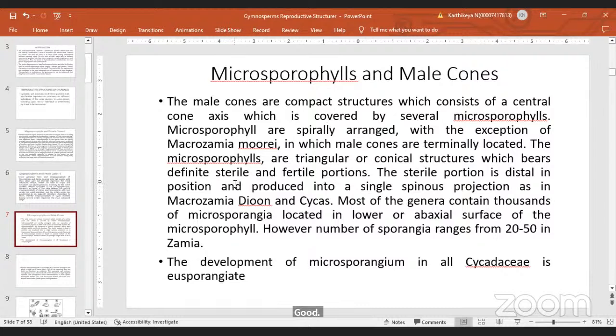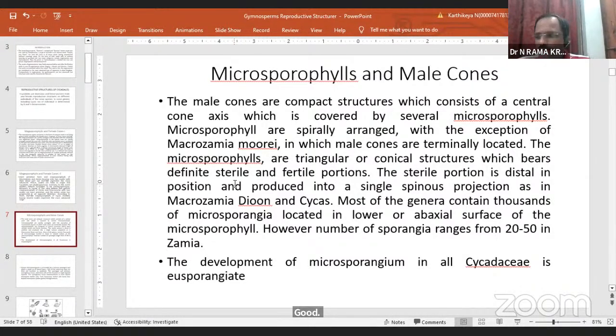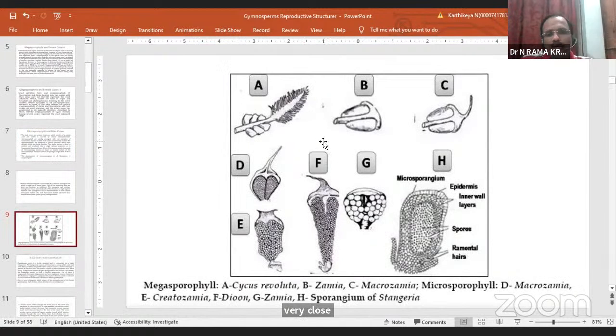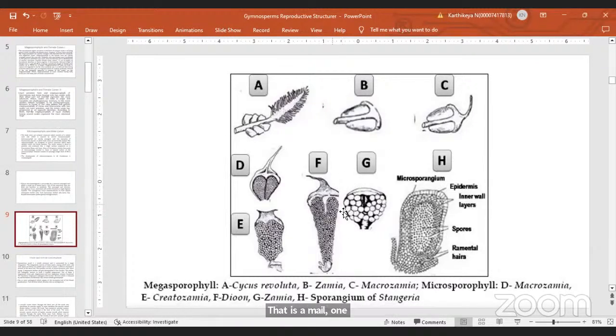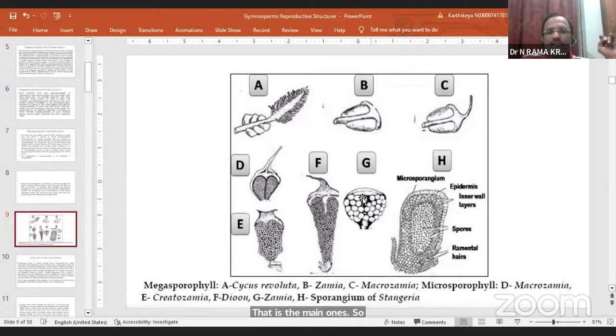Yes, sir. So the next, second point in Cycadales is the male cones. The male cones are compact, very close structures. Here I am showing one diagram. Now you see different types, A, B, C, D, E, F, so many. Here F means microsporophylls, that is the male one. Here G, you see, is spores. The spores we are looking at are in between the sporophylls. A group of sporophylls we call a cone.